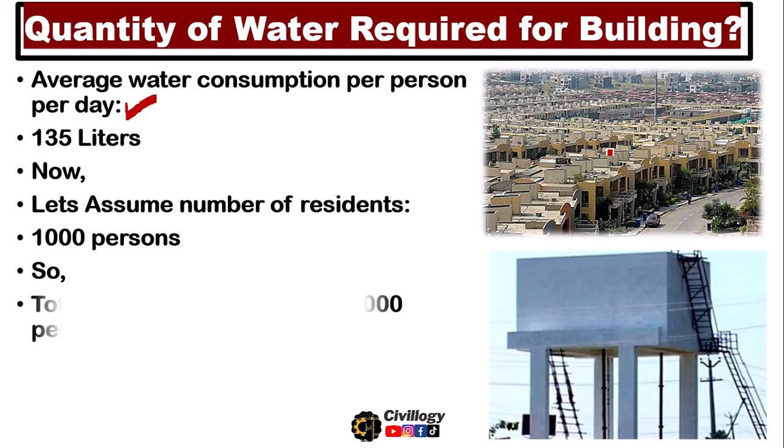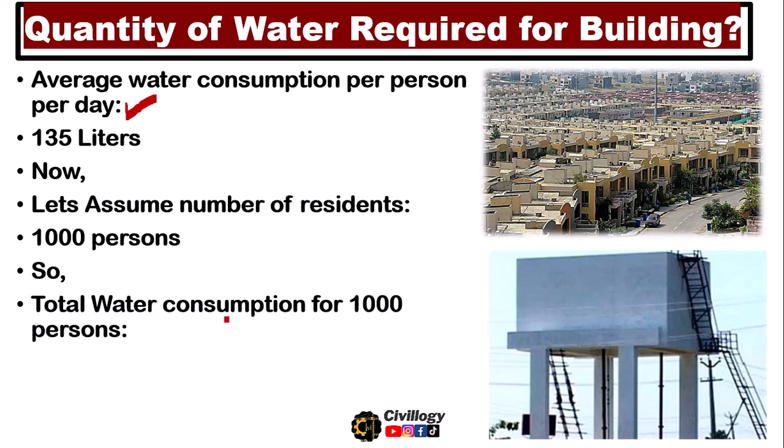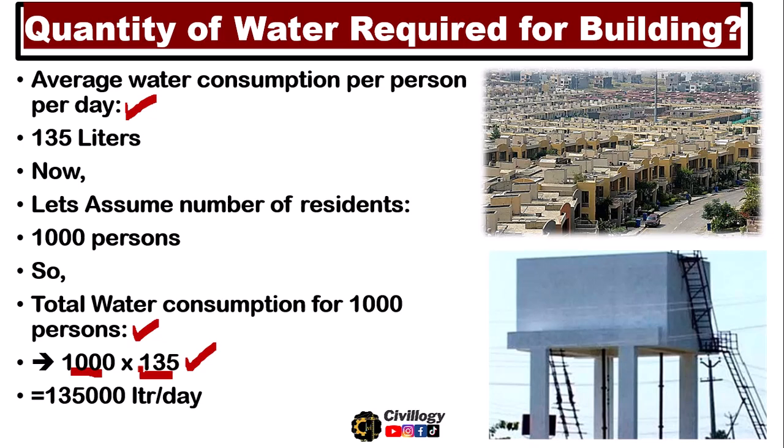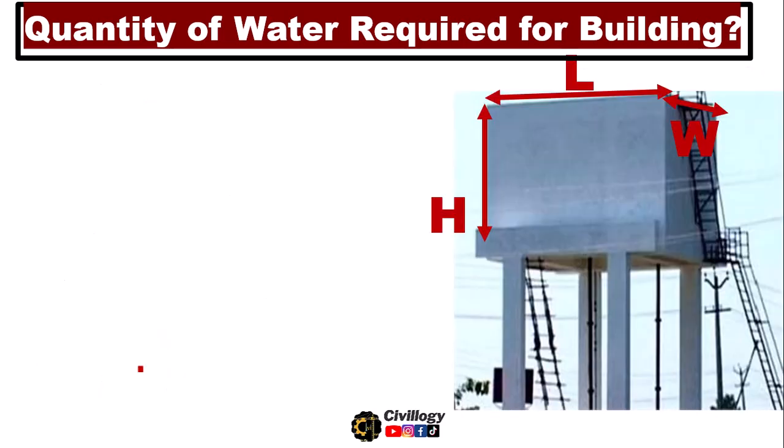So the total water consumption for 1000 residents will be 1000 times 135. I hope you are getting my point, that this is the number of residents and this is the per person water consumption per day in liters. So it will be equal to 1,35,000 liters per day.